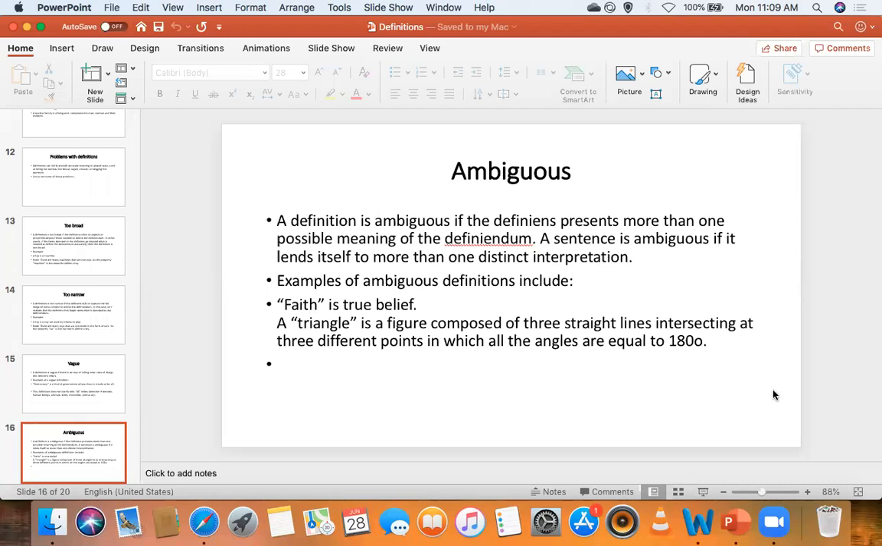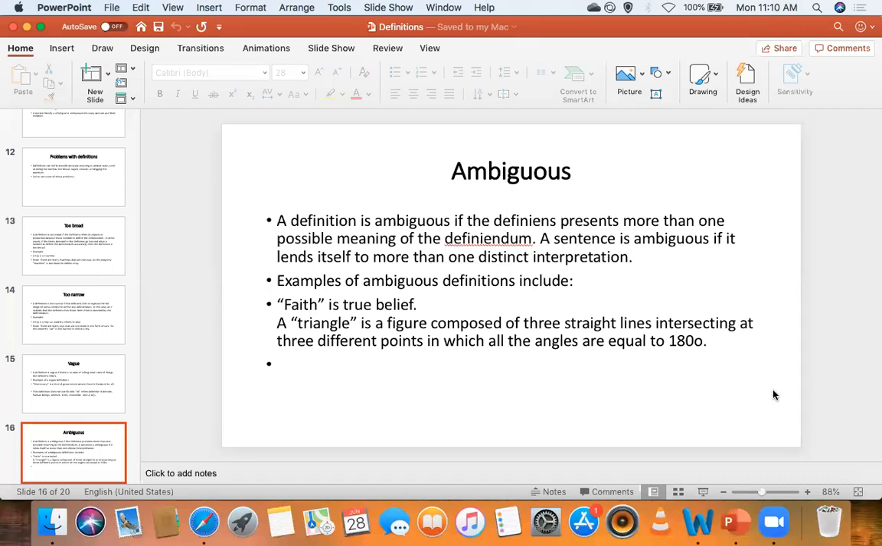Ambiguous. A definition can be ambiguous if the definition presents more than one possible meaning of the definiendum. So you can see a definition and you see that you can interpret that definition with two meanings. If that is the case, then that definition is ambiguous. A sentence is ambiguous if it lends itself to more than one distinct interpretation.